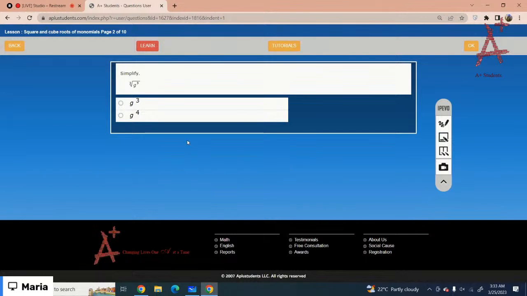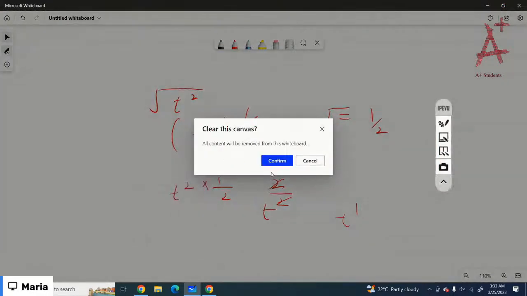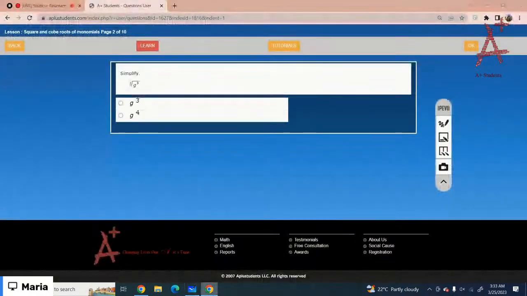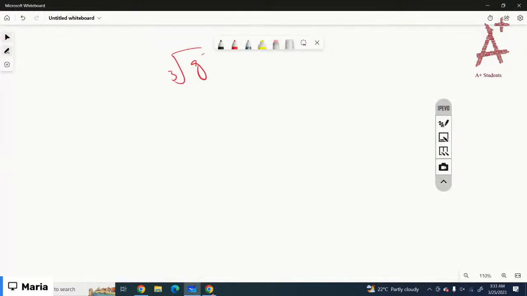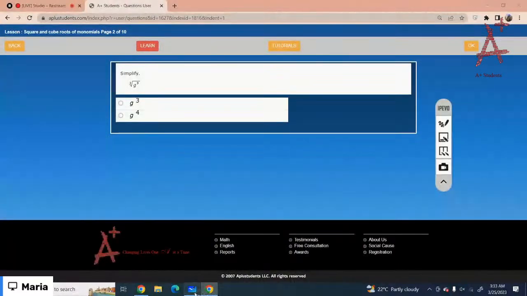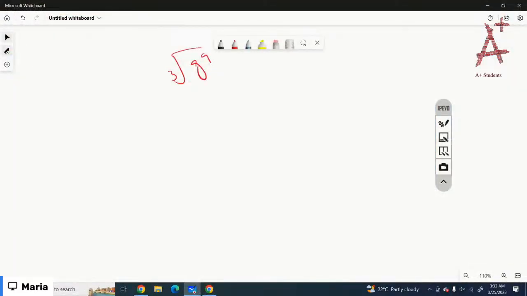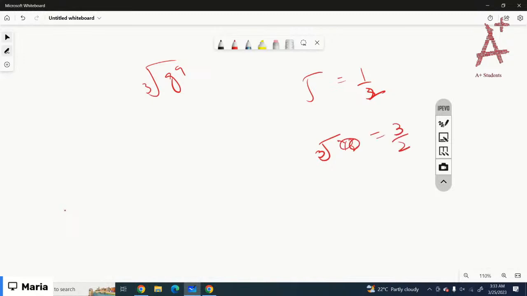Okay, the next one is cube root of g exponent 9. Got it. Okay, so just simple, square root equals 1 over 2, so here you have 3, so it would be then 3 over 2. Got it. Okay, let's just multiply. It would be g 9 times 3 over 2.